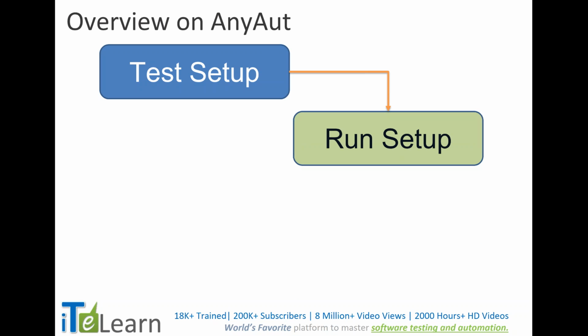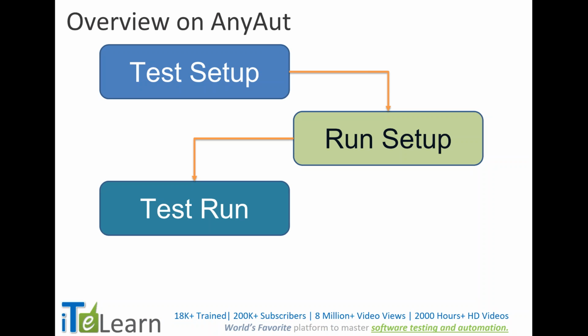Then we have something called a run setup. Once we have a test setup, the user has an option to choose what they want to execute. Today I have an application which has 1,000 test cases. As of now, I want to run only 500 out of it. Tomorrow, I want to run 653. So there's a paradigm in terms of what we want to run. That choice of what we want to execute is the run setup.